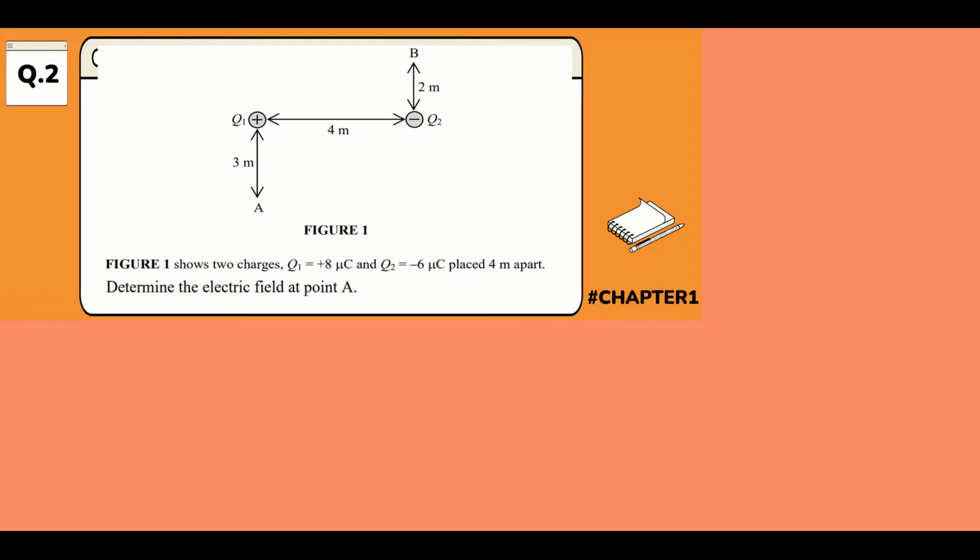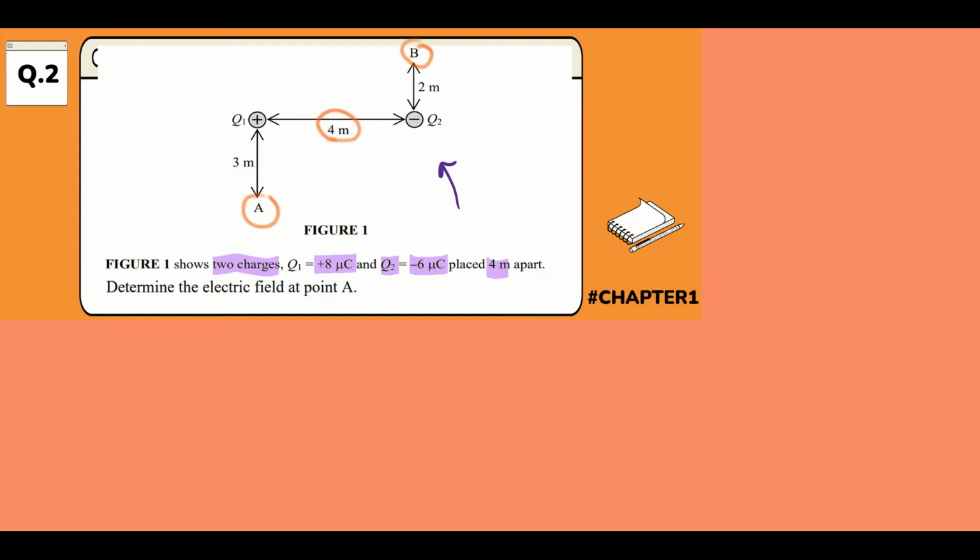The second question of this week is again from chapter 1. The question is: Figure 1 shows two charges, Q1 plus 8 microcoulomb and Q2 negative 6 microcoulomb, placed 4 meter apart. So we have a distance here, 4 meter, and also we have 2 points, point A and also point B.